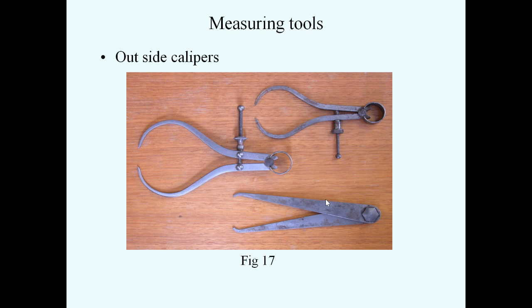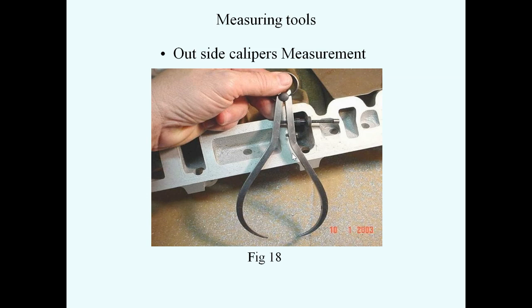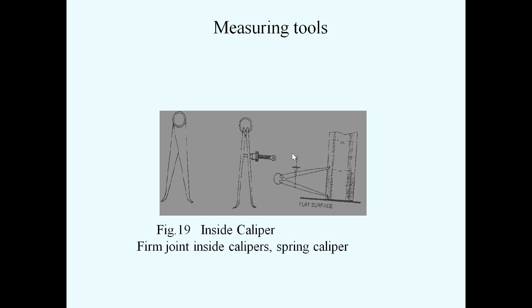Here we can see outside calipers. This is the firm outside caliper. This is the spring type outside caliper, and this is also a spring type outside caliper. You can see the diagram of outside caliper measurements here.